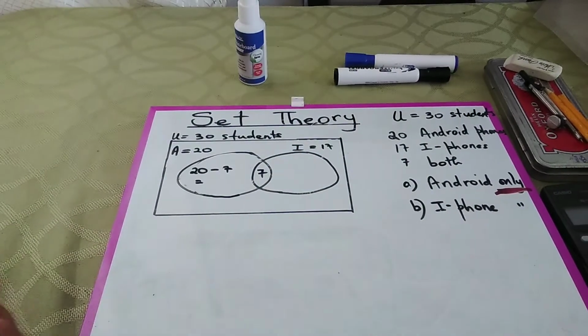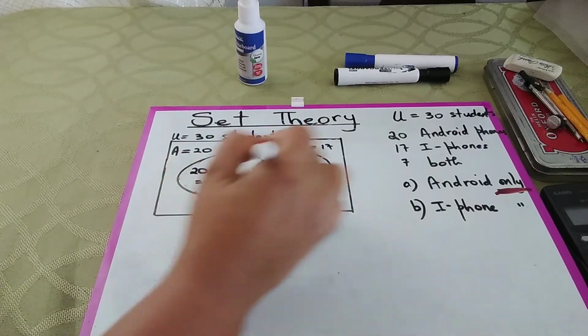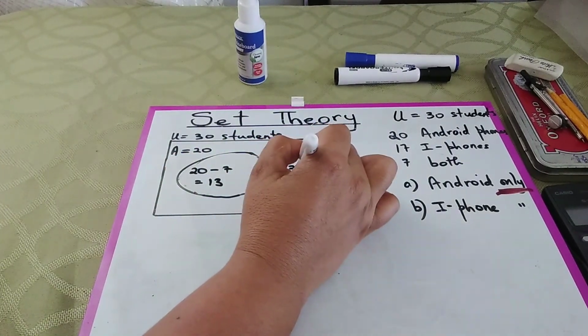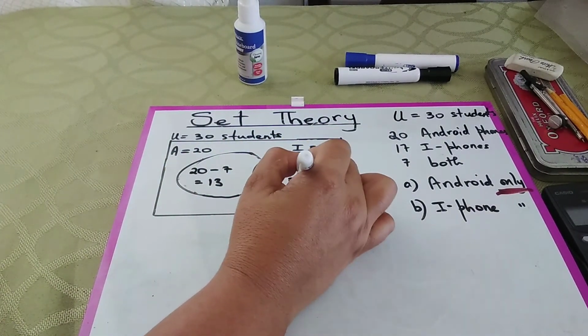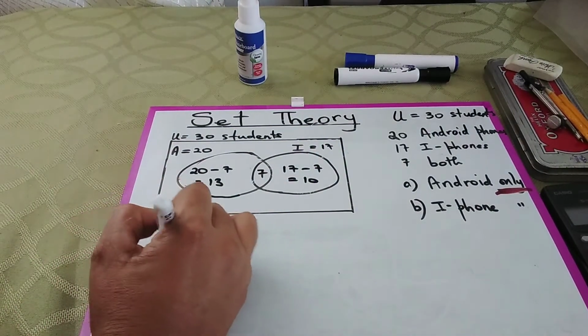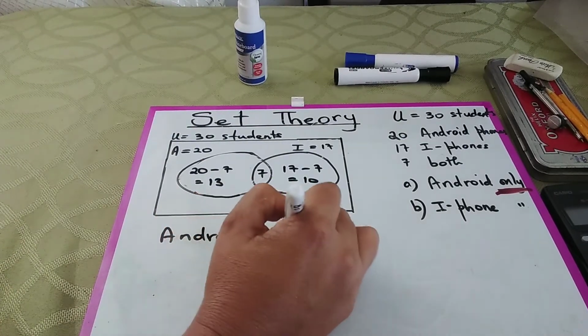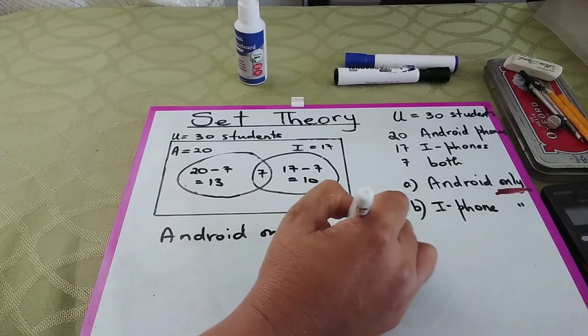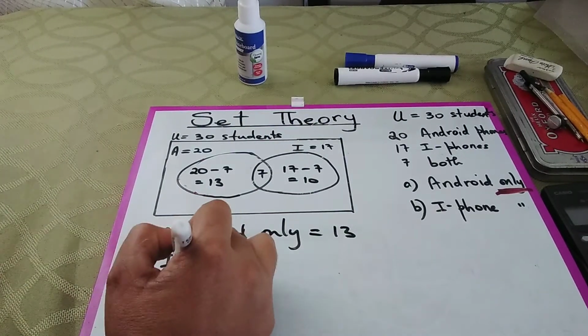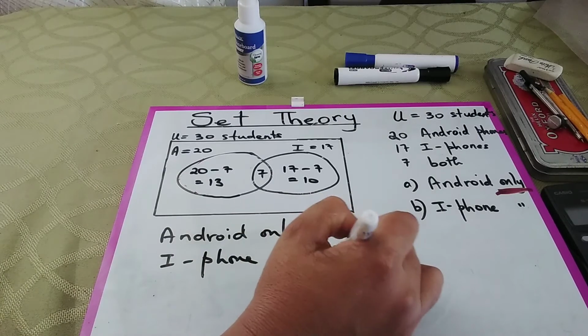So 20 minus 7 is 13, and 17 minus 7 is equal to 10. So therefore, Android only would be equal to 13, and iPhone only would be equal to 10.